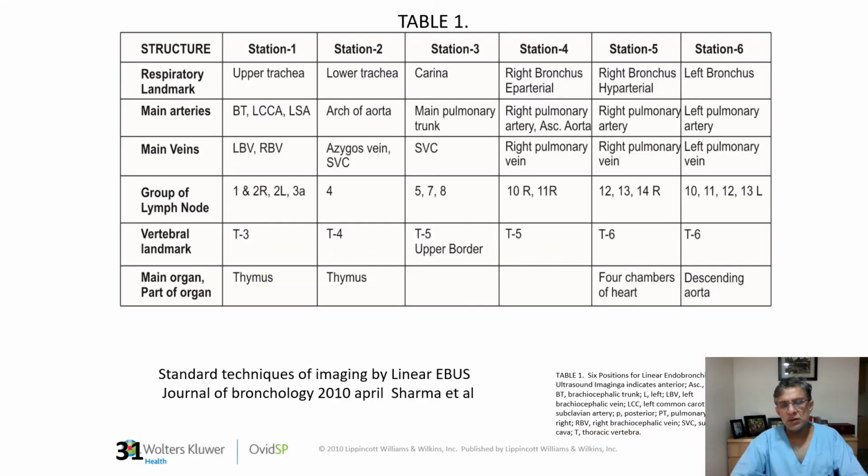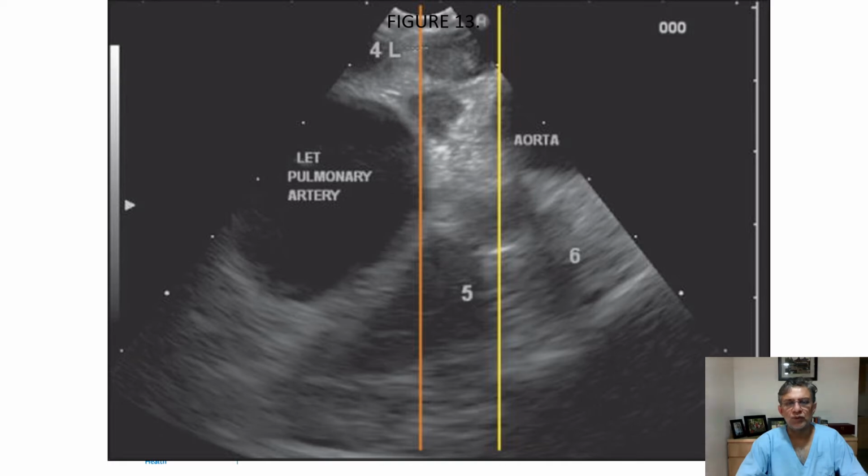All this discussion is part of one article that was published about 10 years back, where we have mentioned all these different stations and groups of lymph nodes and the landmarks that can be seen from different parts of the tracheobronchial tree.